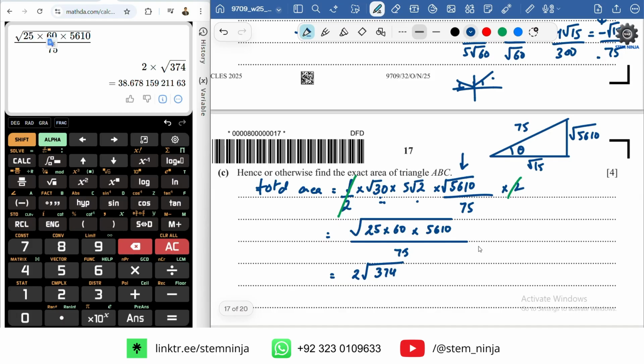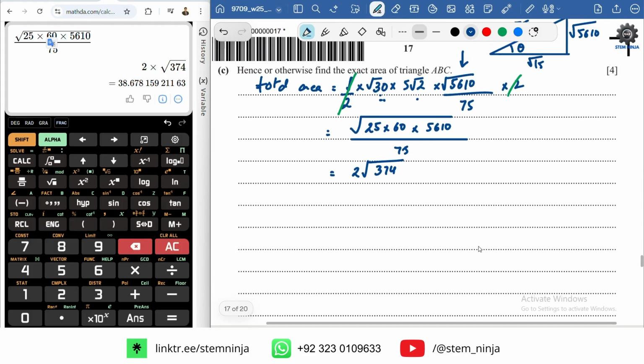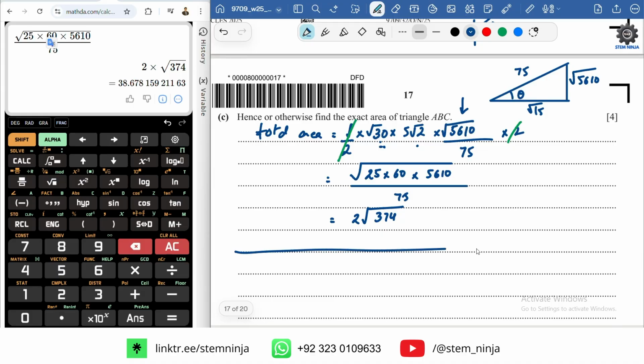Okay, and just to check if there is no other part, yeah, alright, so there is no other part. That's the end of this paper.